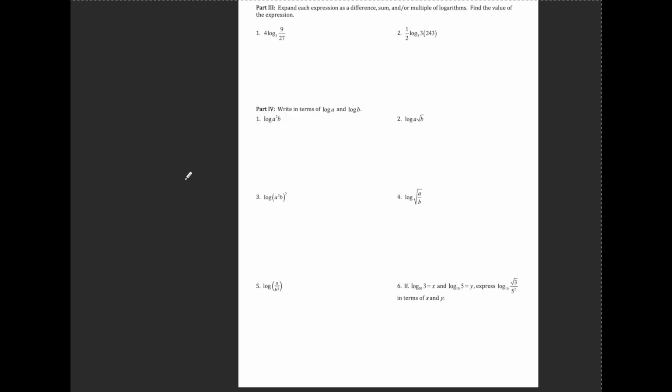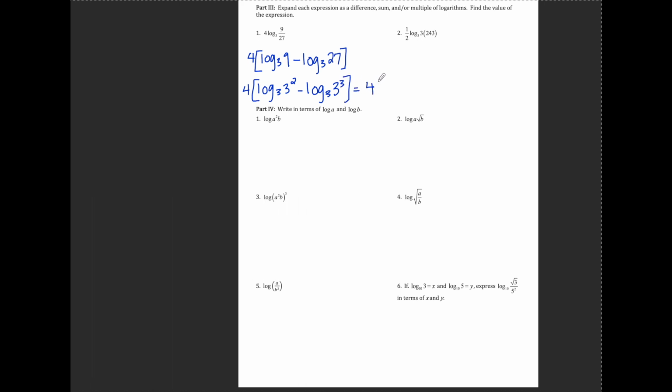Part 3. My directions are to expand each expression as a difference, sum, and or multiple of logs, and find the value of the expression. So when I'm looking at this first problem, I see the division first. So I'm first going to split that division up into subtraction. So I have log base 3 of 9 minus log base 3 of 27. I know that I can rewrite the 9 as 3 squared. So now I have log base 3 of 3 squared. And I can rewrite the 27 as 3 cubed. So log base 3 of 3 cubed.